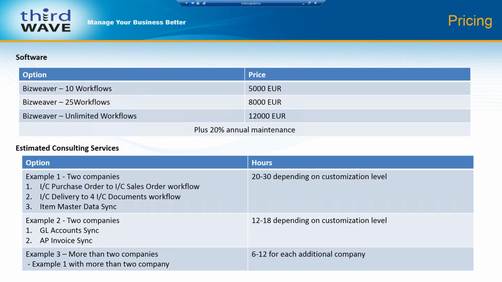So yeah, we have a pretty simple tiering method set up here, and this is actually in US dollars for you guys, even though I have euros set up there. For smaller clients setting up just a couple of workflows, they can come in the door with 10 different workflows for $5,000 US. The second tier is 25 workflows for 8,000, and then unlimited.